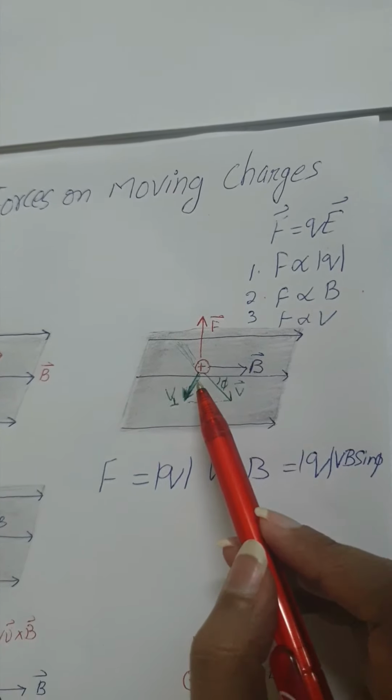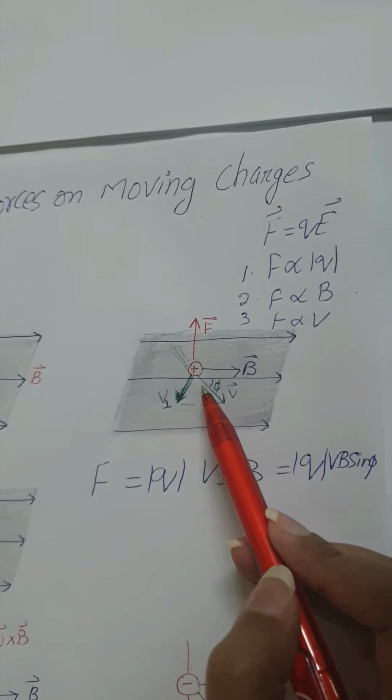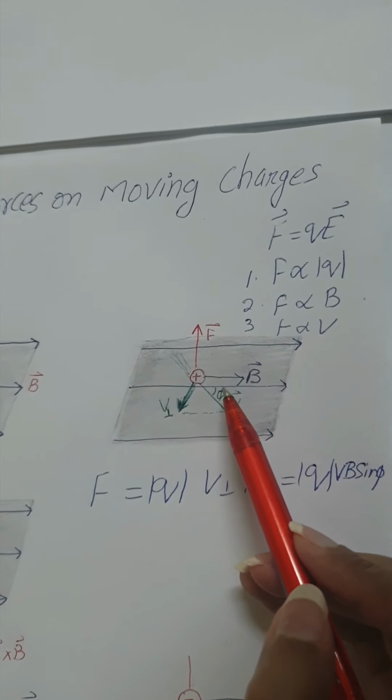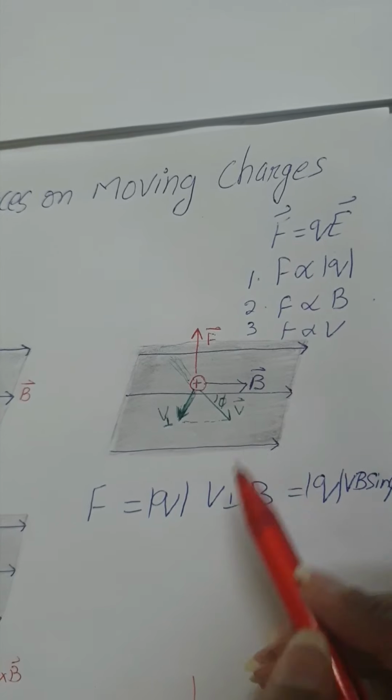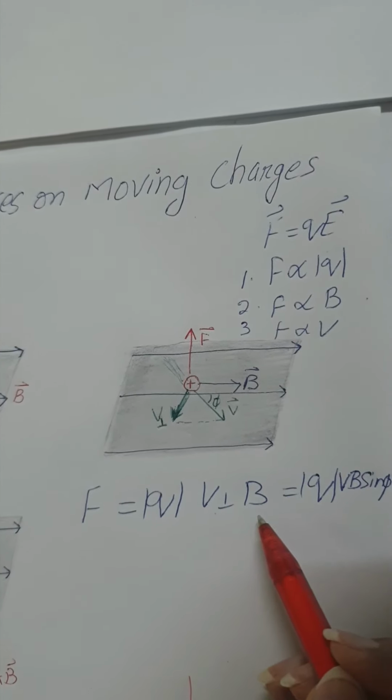So in this case, a charged particle moving at an angle phi to a magnetic field experiences a magnetic force with magnitude F equal to q v perpendicular times B.